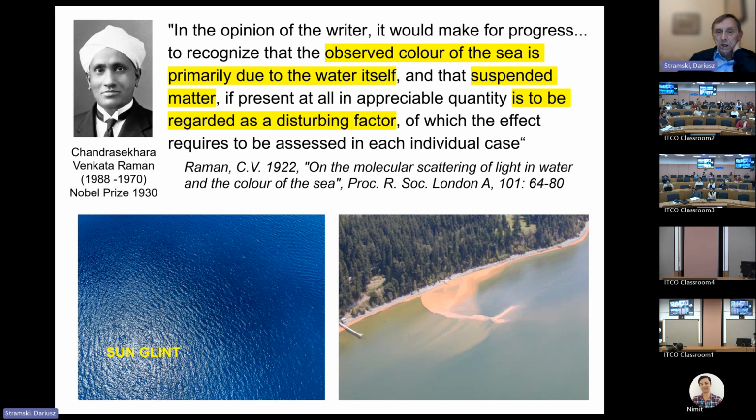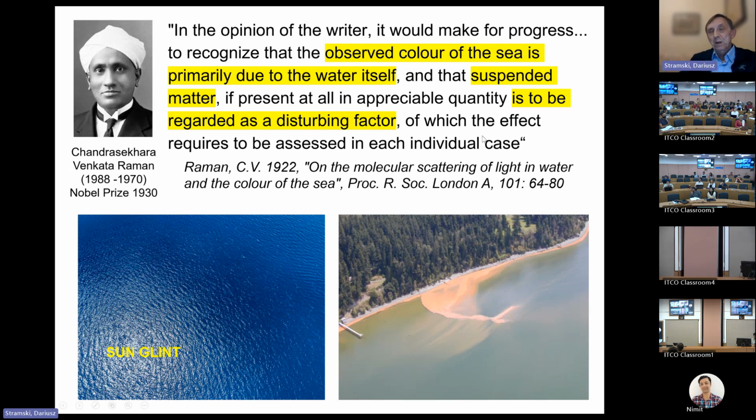He also published in 1922 a paper on the molecular scattering of light in water and the color of the sea. He was on an ocean voyage from India to Great Britain, which took quite a long time at the time, so he had time to make a lot of observations. Here's a quote from his work: "In the opinion of the writer, it would make for progress to recognize that the observed color of the sea is primarily due to water itself, and that suspended matter is to be regarded as a disturbing factor of which the effect requires to be assessed in each individual case."